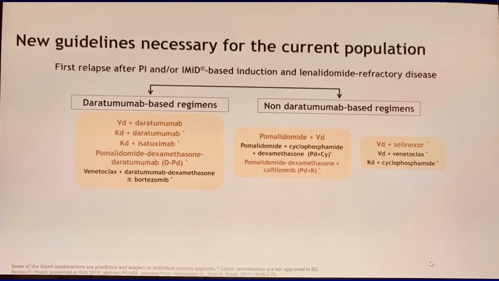On the other hand, for non-daratumumab-based regimens, we can use third generation IMiDs with proteasome inhibitor and dexamethasone, or again pomalidomide with cyclophosphamide and dexamethasone, or pomalidomide, dexamethasone, and carfilzomib. Or go ahead with the new medications like VD with selinexor, VD with venetoclax, and KD with cyclophosphamide. However, the last group is still under trials, but there are encouraging results, and in the near future it is going to be available.